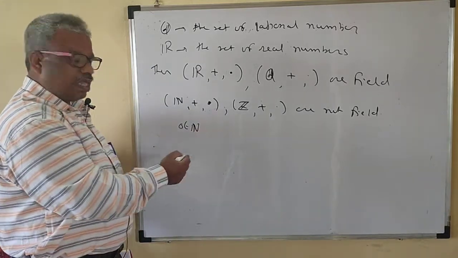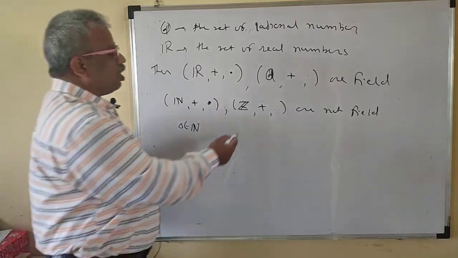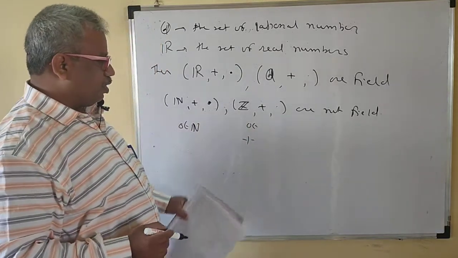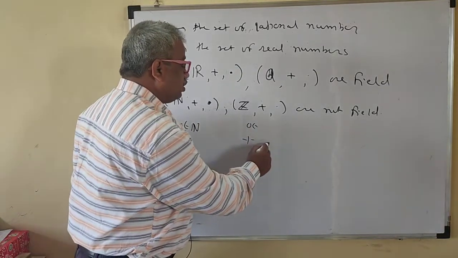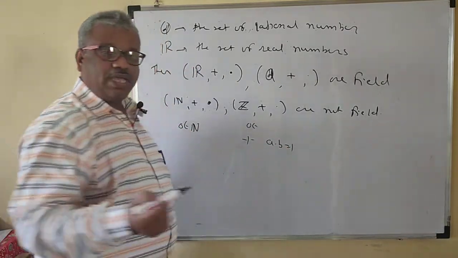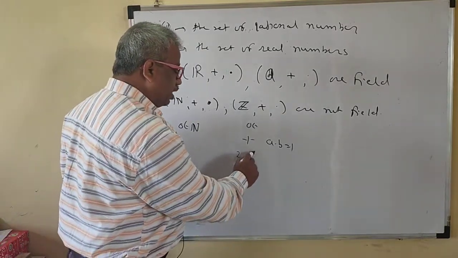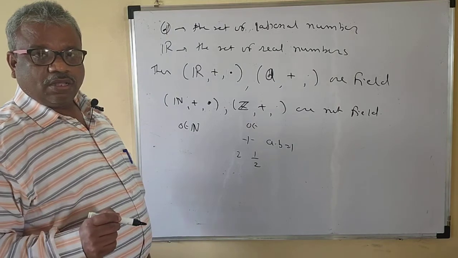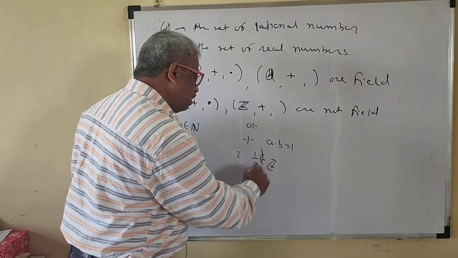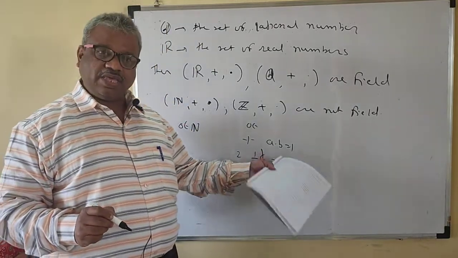Also the additive inverse does not exist for negative elements. But for integers, 0 belongs to this, and negative elements also belong to this. But here, A into B is 1, which means every element does not have a multiplicative inverse. Because what is the multiplicative inverse of 2? It is half. Half is not in the set of integers. Half is not an integer. So here AB equal to 1 fails.